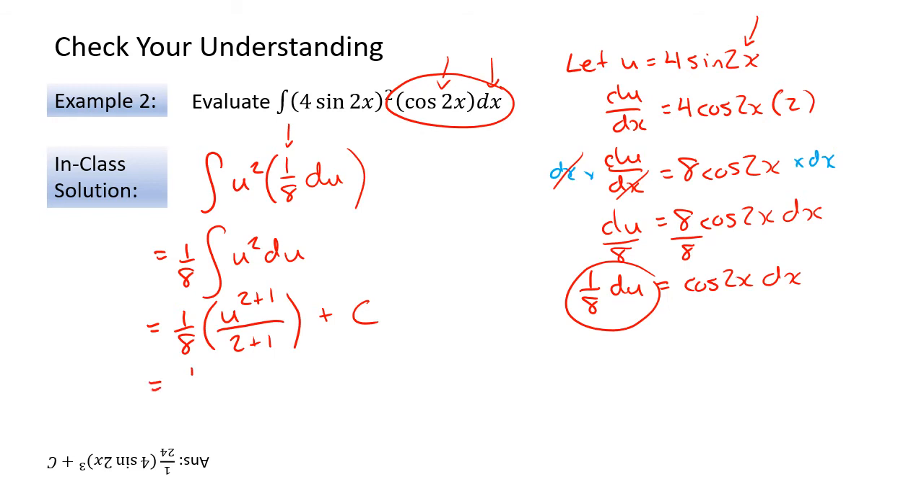Simplifying this, we get 1 over 24 because we have 2 plus 1, which is 3 times 8, multiplying fractions. And that becomes u cubed plus a constant. So substituting in our value for u, we get 1 over 24 times 4 sine of 2x cubed plus a constant. Okay? So this is very similar to using the chain rule, but just in the reverse.